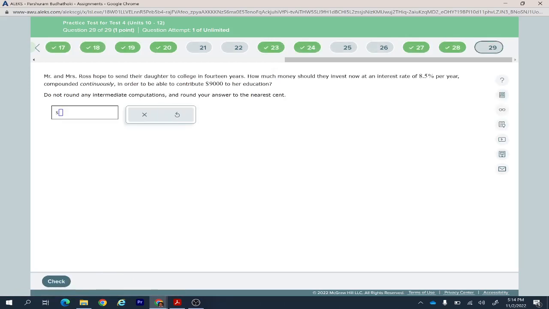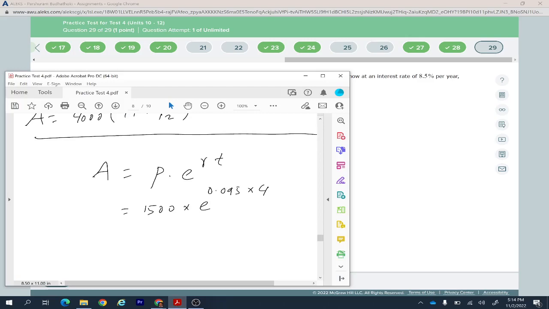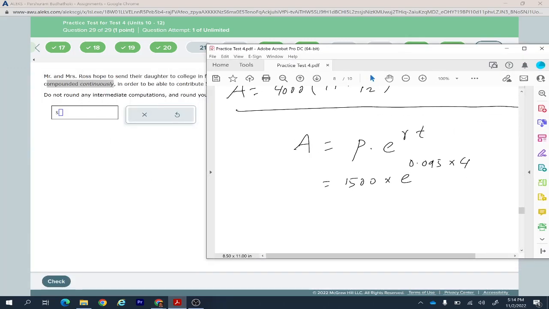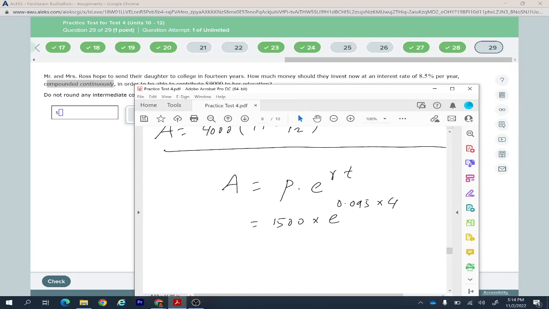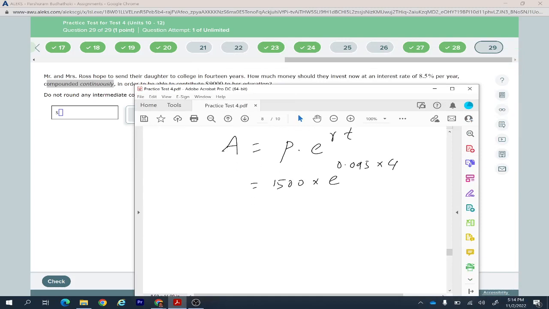Mr. and Mrs. Ross hope to send their daughter to college in 14 years. How much should they invest now, at an interest rate of 8.5% per year, compounded continuously, in order to be able to contribute 9,000 to her education? Remember, this is the formula for compound continuous. They would like to contribute 9,000. So the value of A is 9,000.